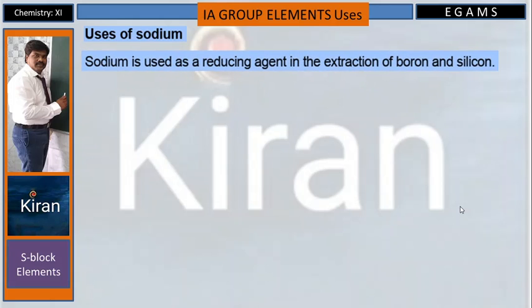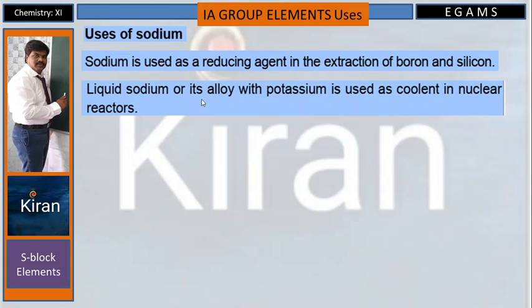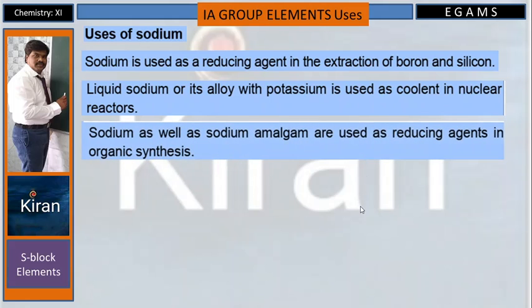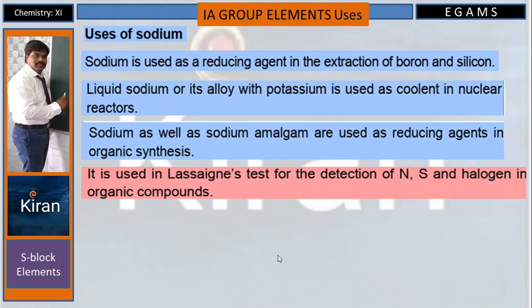Uses of sodium. Sodium is used as a reducing agent in the extraction of boron and silicon. While taking boron and silicon from their ores, sodium metal will be used. Liquid sodium or its alloy with potassium is used as a coolant in nuclear reactors. Sodium as well as sodium amalgam are used as reducing agents in organic synthesis. It is used in Lassaigne's test for the detection of nitrogen, sulfur and halogen in organic compounds.